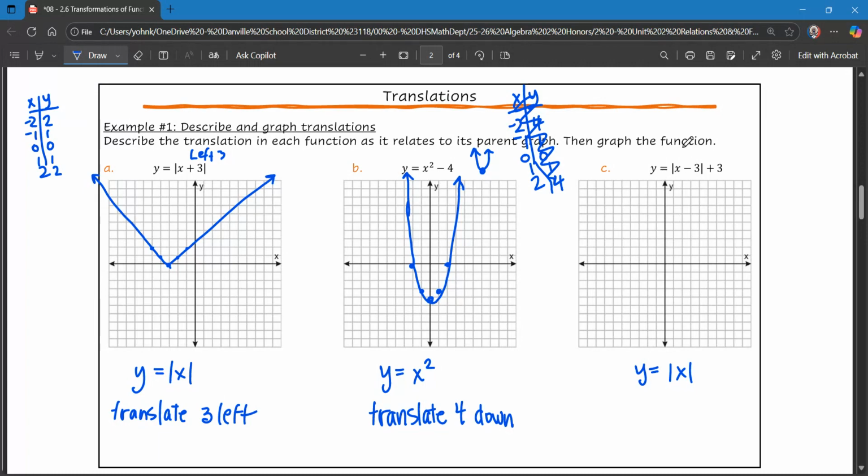So letter C, y equals absolute value x minus 3 plus 3. Strip away everything. Your parent function is absolute value x. This minus 3 inside is saying to translate 3 to the right. 3 right. And the plus 3 on the outside is 3 up. So if you want to, you can just make a table for this. So if you plug in -2, minus 3 is -5, absolute value is 5, plus 3 is 8.